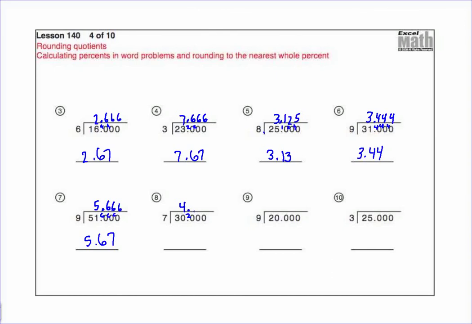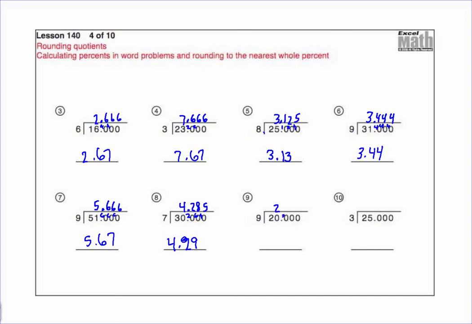7 goes into 30 4 times, that's 28. 7 goes into 20 2 times, that's 14. 2 times 7 is 14, remainder 6. 7 goes into 60 8 times. That's 8 times 7 is 56. 7 goes into 40, oh, 5 times, because 7 times 5 is 35. So we get 4.29.